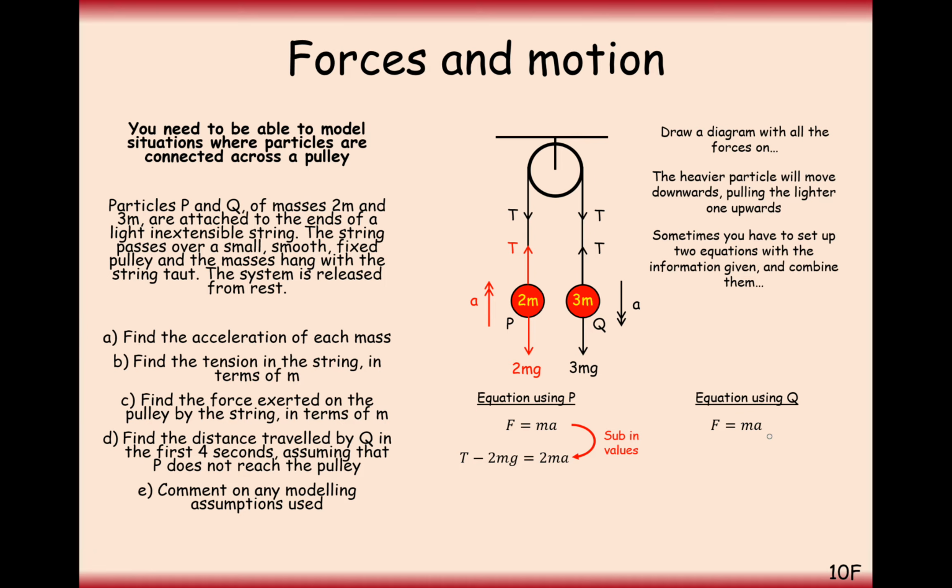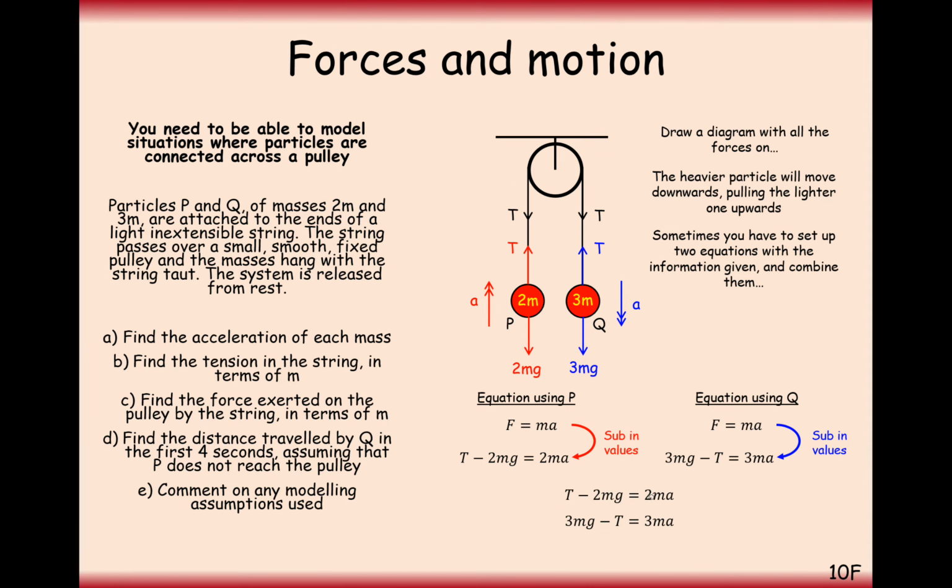The second simultaneous equation comes from Q, so let's look at the forces attached to Q then. We'll have downwards as the positive direction. So that's 3mg going downwards, and T is in the opposite direction this time, equals 3ma. And we've got these two simultaneous equations here.